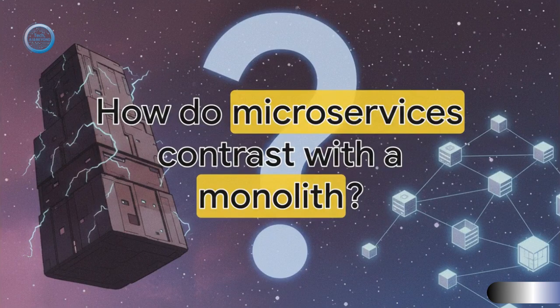For decades, the dominant way to build software was the monolith. A monolithic application is built as a single, large, unified codebase. All of its functions are tightly coupled together and deployed as one single unit. And while this can be simple to start with, as the application grows, it becomes incredibly complex, slow to change, and really difficult to scale. Microservices offer the exact opposite approach.